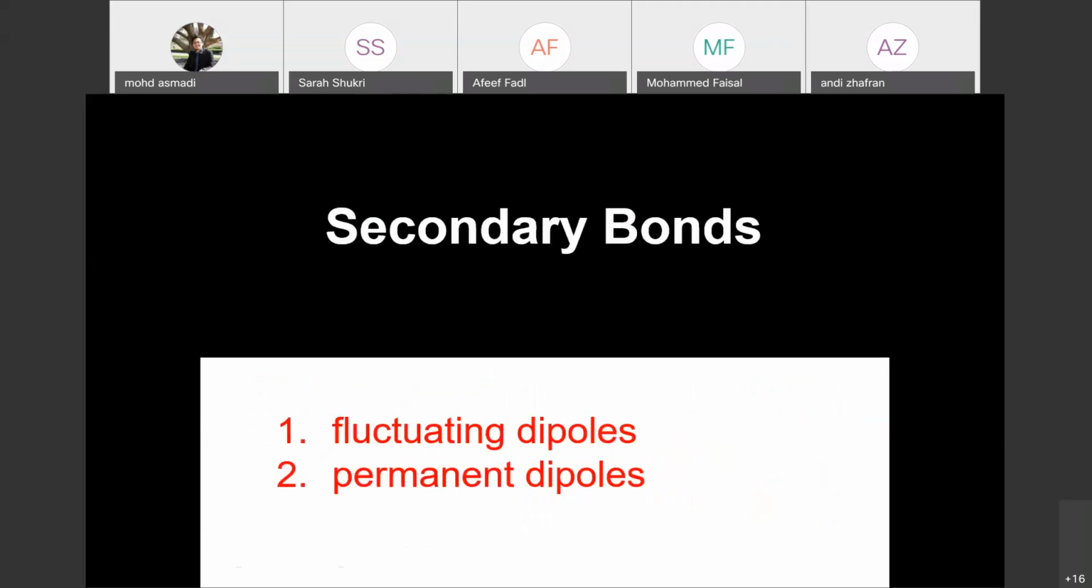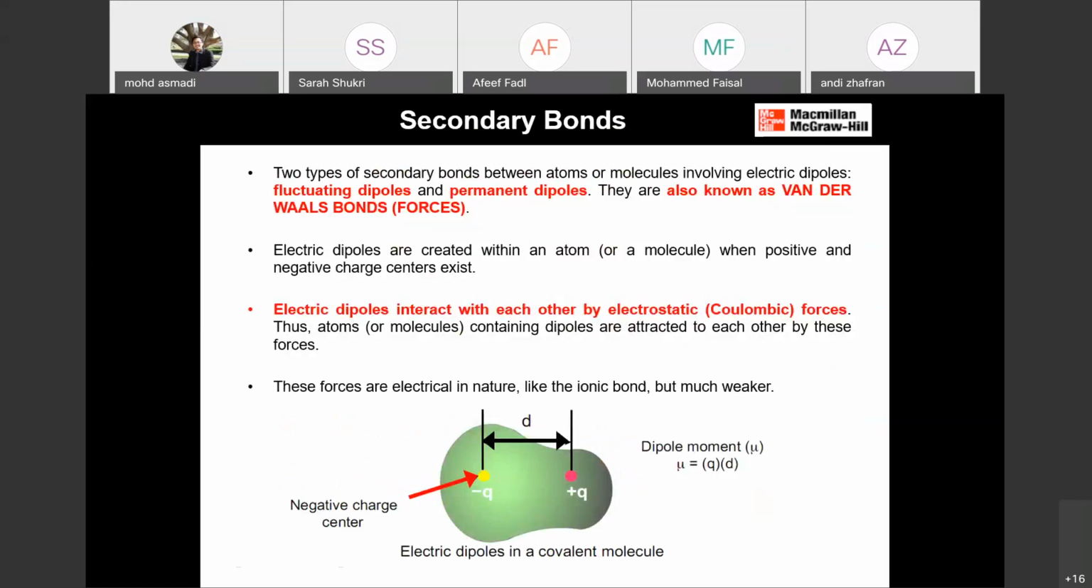Secondary bonds, as I told you in the previous class, are divided into two categories: fluctuating dipoles as well as permanent dipoles. Fluctuating dipoles is just like van der Waals. Permanent dipoles is like hydrogen bonding. In detail, what are the fluctuating dipoles as well as permanent dipoles? Okay, let's see this one first, the fluctuating.